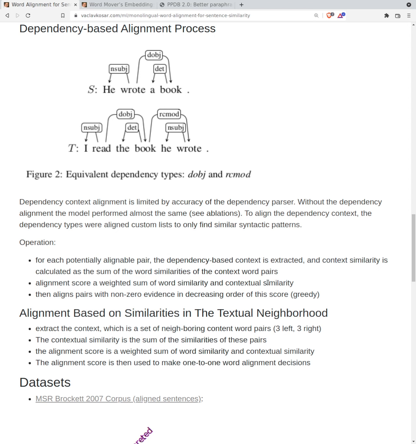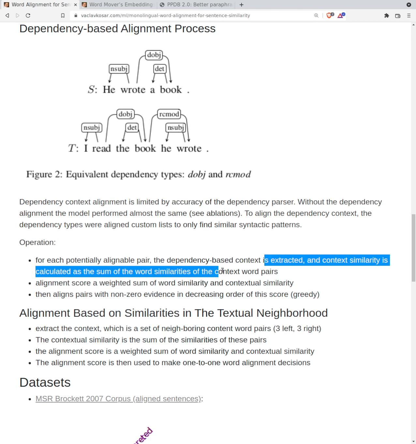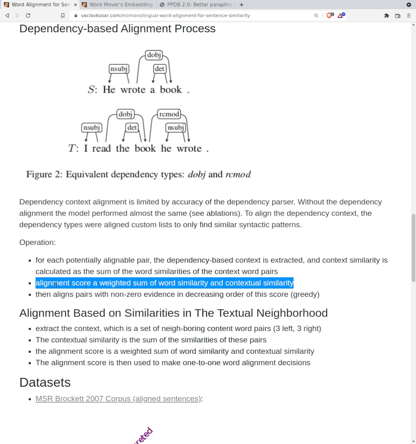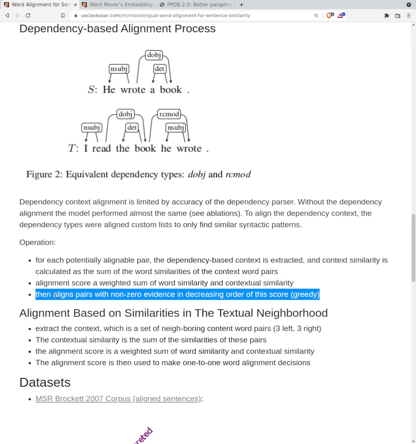So for a potential alignable pair, dependency-based context is extracted. Context similarity is calculated as a sum of word similarities of the context word pairs. Alignment score is then a weighted sum of the word similarity and contextual similarity. Then we go greedily and align pairs with non-zero evidence greedily.